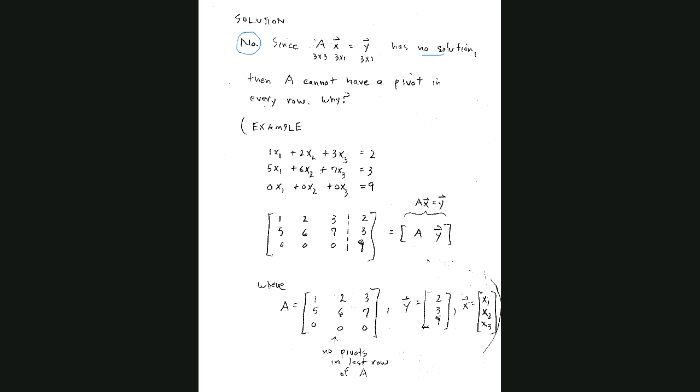Okay, so what I've done is I've just written down an example of a system A times X equals Y, a system of equations, that does not have a solution. We know this system doesn't have a solution because of the last row, the last equation: there's no x1, x2, or x3 that's going to satisfy that.